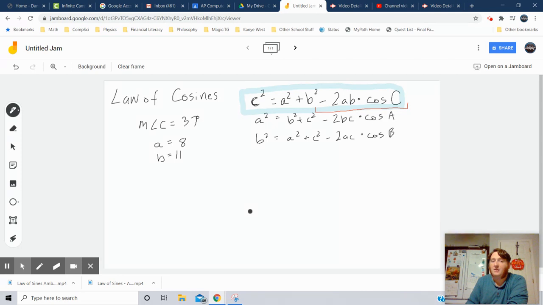So in this example, we know that angle C is 37 degrees. We know that side length A is 8 and B is 11. So we're going to use this top version of law of cosines, and we don't know side length C, so C squared equals 8 squared plus 11 squared minus 2 times, okay, these two numbers, A and B, 8 and 11.